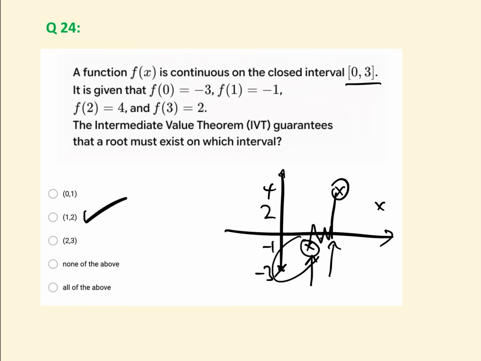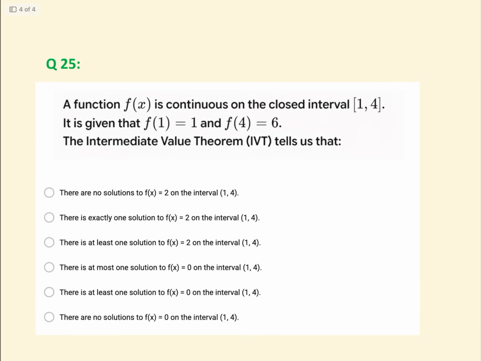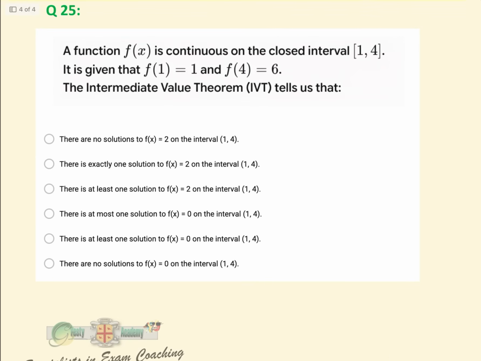There doesn't have to be a root here because they're both negative, but there could be. We don't know whether there is or there isn't. It could go like that, for example. We don't know. And it could go like that. So we don't know. All we do know is there is definitely a root, at least one root, on the interval 1, 2. Okay, finally, question number 25.